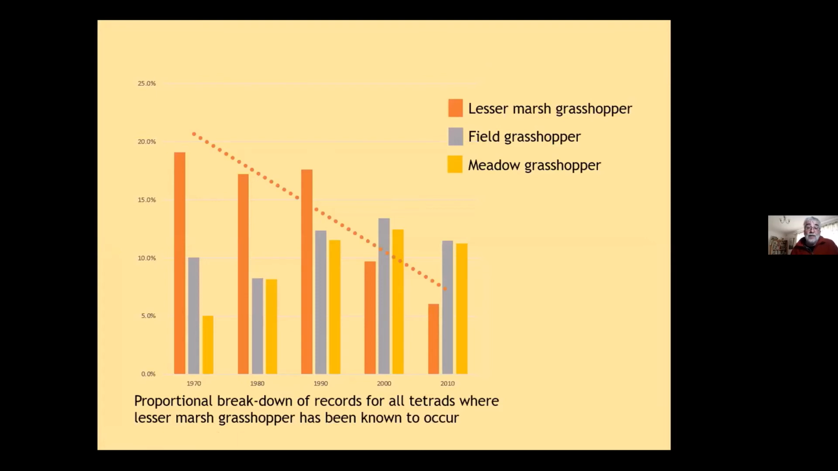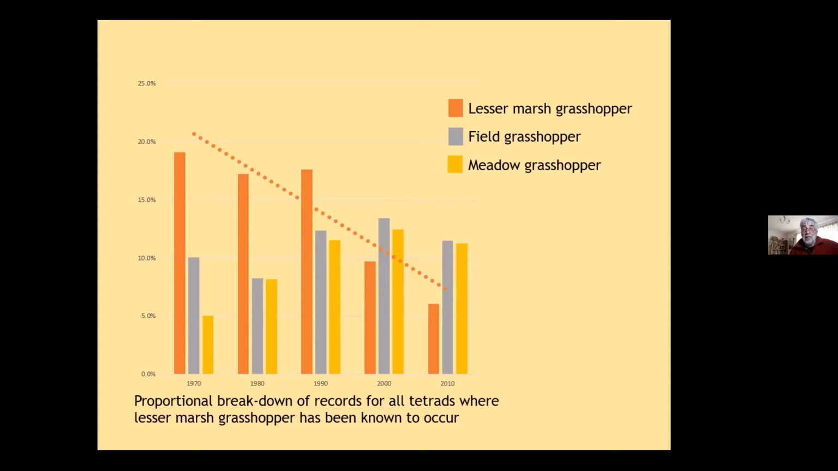At the same time, meadow grasshopper has increased reasonably substantially, and field grasshopper seems to have maybe increased a bit. It's fairly level, which is interesting because field grasshopper is a species of more open, shorter, drier grassland, kind of open habitat structure that probably a lesser marsh grasshopper would like.